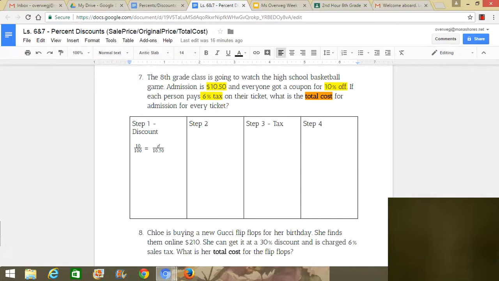Number 7. It says the 8th grade class is going to watch the high school basketball game. Admission is $10.50 and everyone got a coupon for 10% off. If each person pays 6% tax on their ticket, what is the total cost for admission for every ticket?